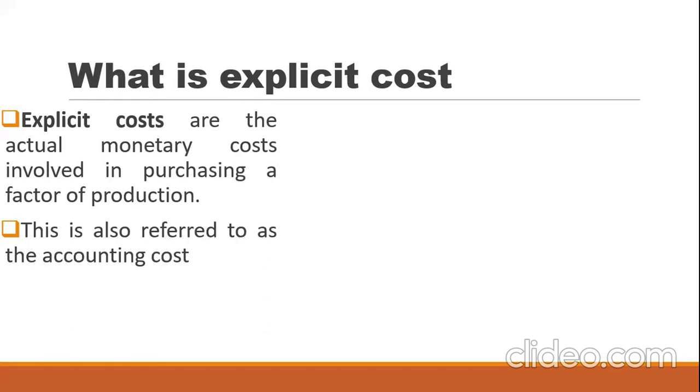So that is what accountants are interested in. Explicit costs are accounting costs, and they are the actual costs that we incur in the business, or the costs that have monetary value. You actually get a receipt when you buy such materials or when you incur those costs. There's proof, there's a receipt. They have monetary value. So those ones are explicit costs.